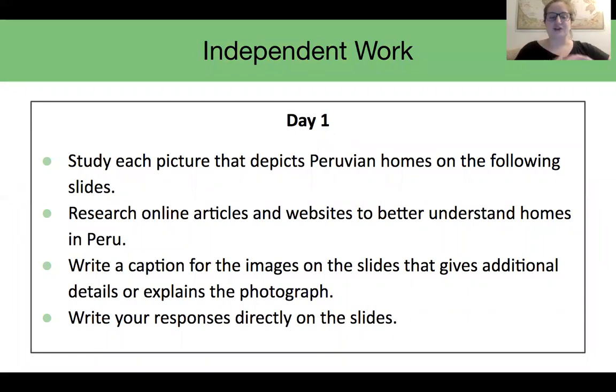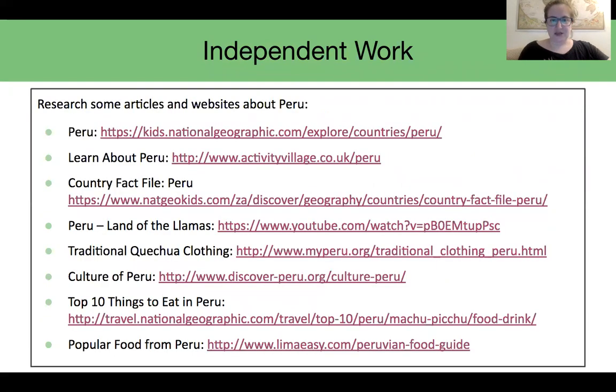And for today, you're going to study each picture that depicts Peruvian homes on the following slides. You're also going to research online articles and websites to better understand homes in Peru. Then you're going to write a caption for the images on the slides that gives additional details or explains the photograph, just like we learned when we looked at the definition of caption. You're going to write your responses directly on the slides. So here are articles and websites on Peru. And if you click any of these links, it'll take you to the article.